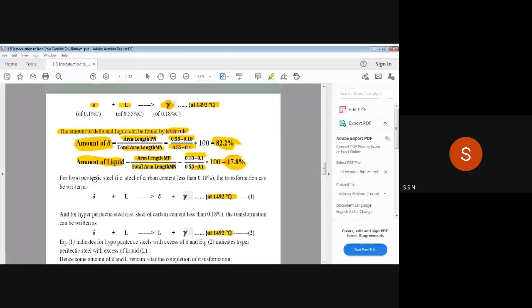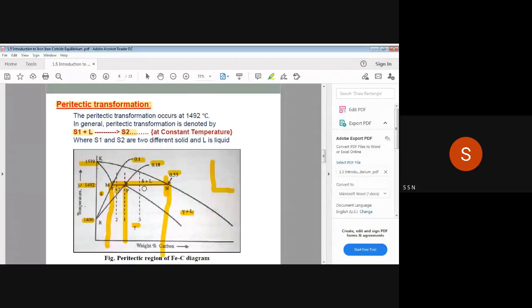Hypoperitectic transformation is occurring whenever in that iron, percentage of carbon is less than 0.18. Hyperperitectic transformation is occurring whenever in that iron carbon content should be more than 0.18, because from here to here hyperperitectic transformation is occurring from P to N. So for hyper, the percentage of carbon should be more than 0.18.